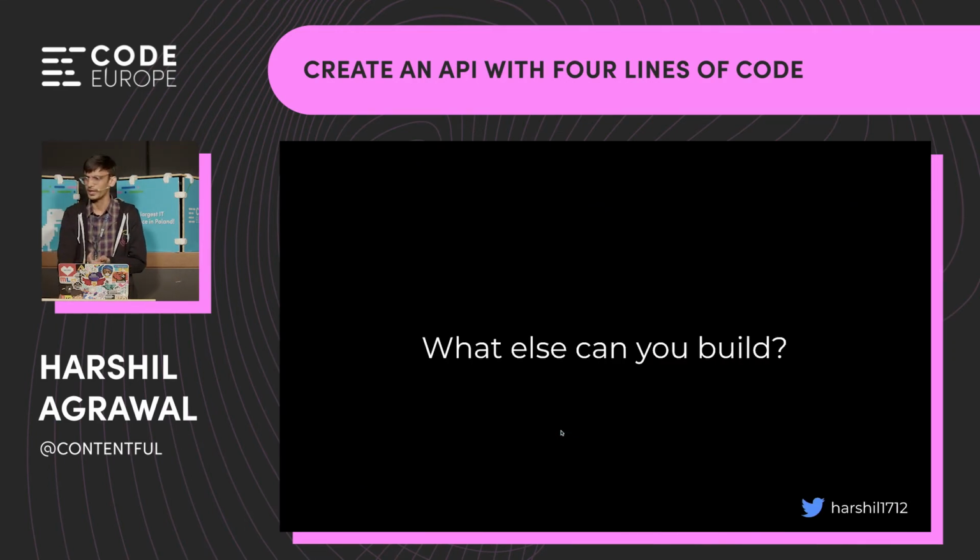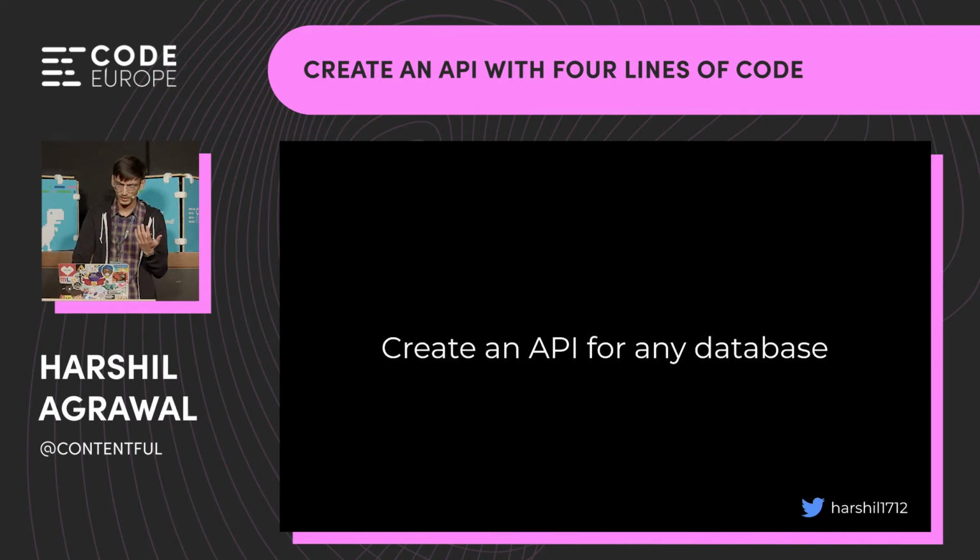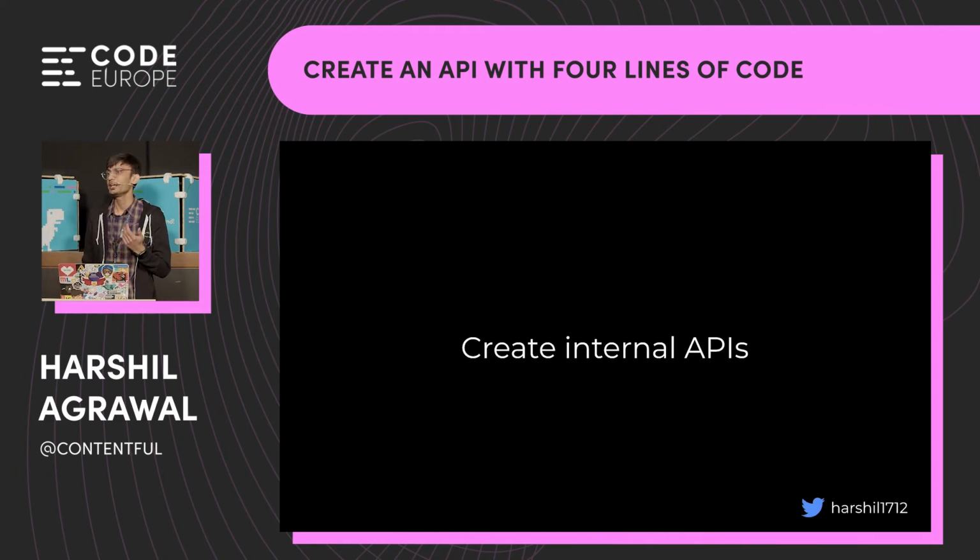Let's talk about what else you can build. Well, you can create an API for any kind of database, or even for Google Sheets or Airtable. So if you have clients coming in who love Airtable or who love using spreadsheets, and they still want to have an API which is easy to use, you can use n8n to do that. You can also create internal APIs.